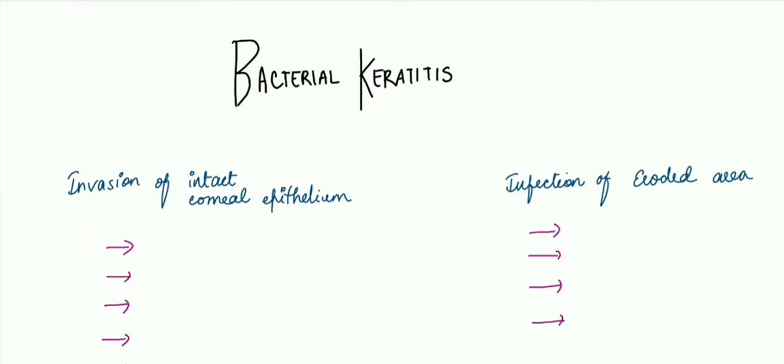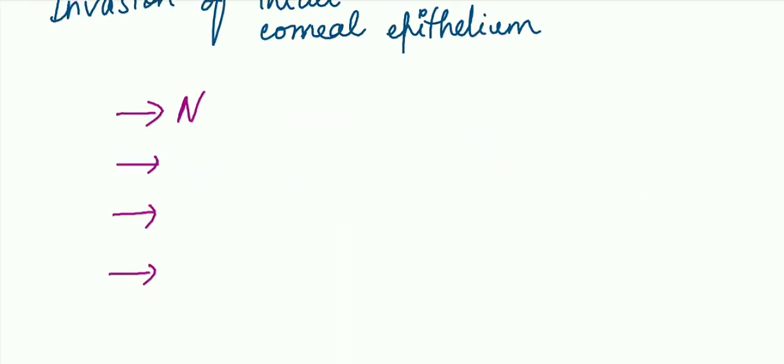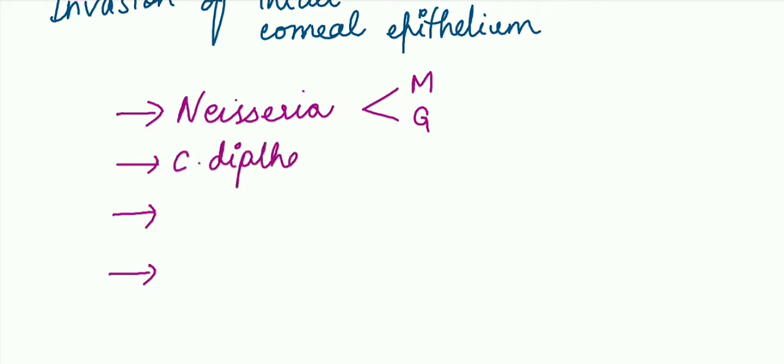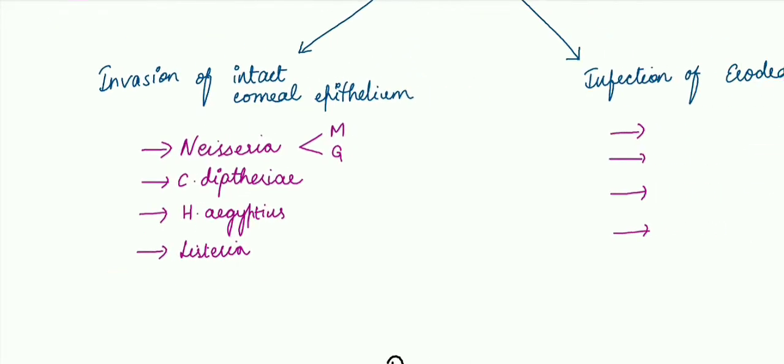Today let's see about bacterial keratitis. It has two types of etiology. One is intact epithelium invasion and the other is infection of eroded area. The organisms which can invade intact epithelium are Neisseria meningitidis and gonorrhea, Corynebacterium diphtheriae, Haemophilus aegyptius and Listeria.